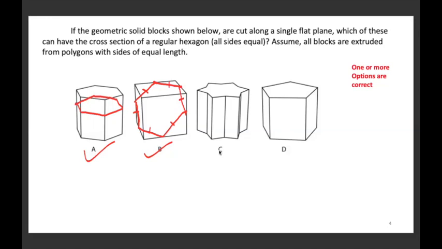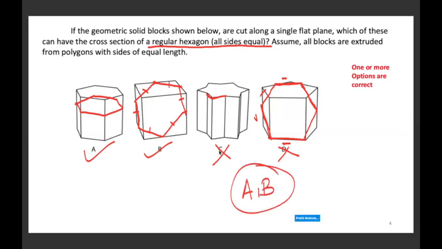In C, we actually need more planes to cut to get a hexagon. It's not possible. Or even if we're restricted to one plane, this one point will be problematic. C is not possible. In case of option D, yes, we can get a section which is a hexagon, but it won't be a regular hexagon. If we cut the pentagon, we definitely will get a hexagon, but this side and this side are different, and this side is different. So D is not possible because we have to find a regular hexagon. So only option A and B are correct here. Okay.